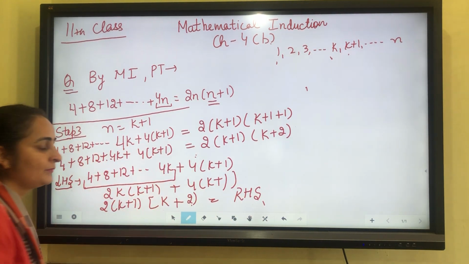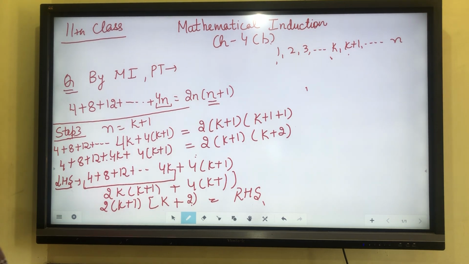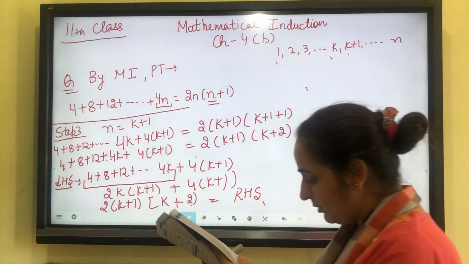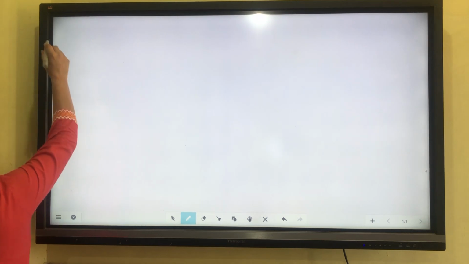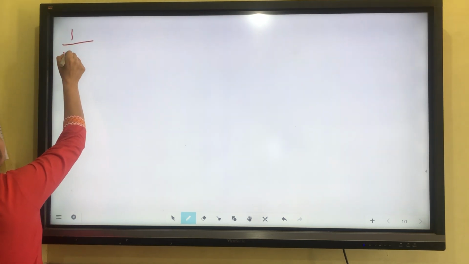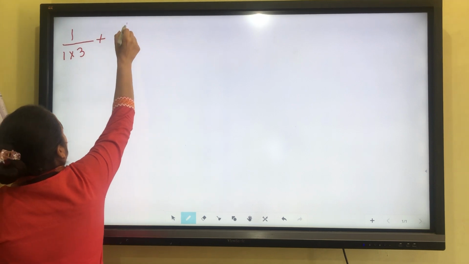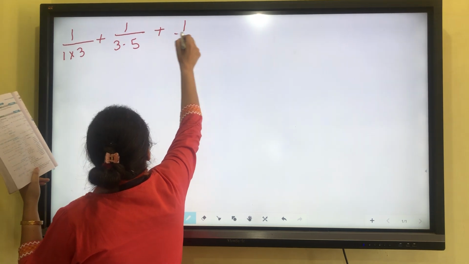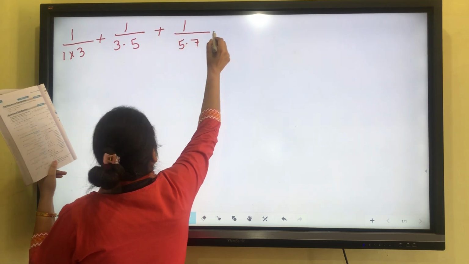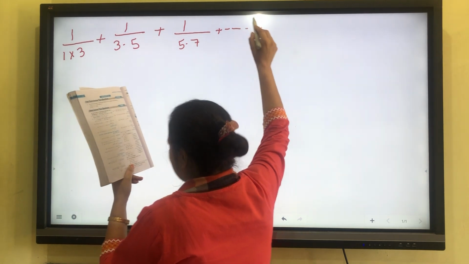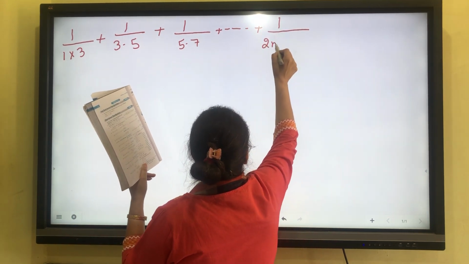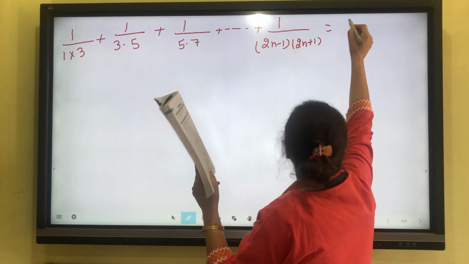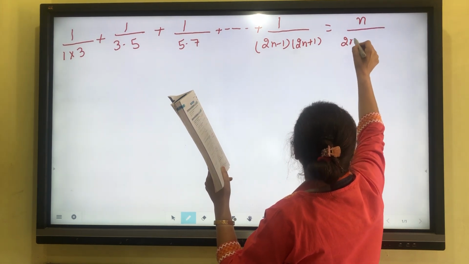Now, let's consider one more example of the same type. Just wait, I am writing the question on the board. The question is 1 upon 1 multiply 3 plus 1 upon 3 multiply 5 plus 1 upon 5 multiply 7 and so on, and the next term is 1 upon 2n minus 1 and 2n plus 1, which is equal to the result n upon 2n plus 1.